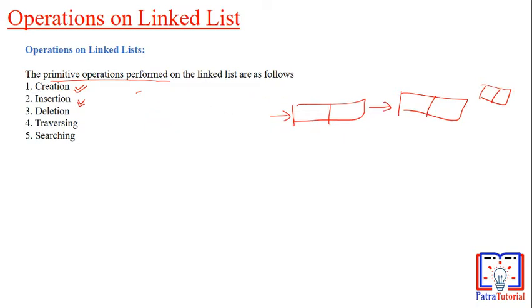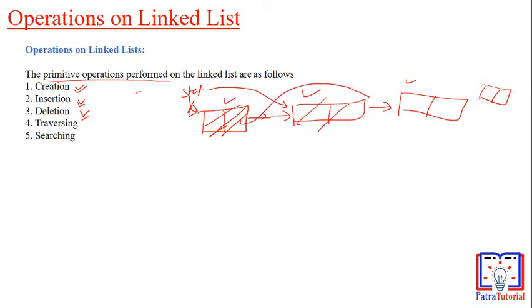Okay, the next one is what? Deletion. Suppose this is my linked list. Start pointer is there. Now I will ask you to delete this node, or this node. If you delete this node, what you have to do? You need to update the start pointer. That means start pointer will be pointing to this node, because after deleting this node, this will be the first node, right? Same thing, if I ask you to delete this one, then you need to update this part, so this will be pointing to this node.